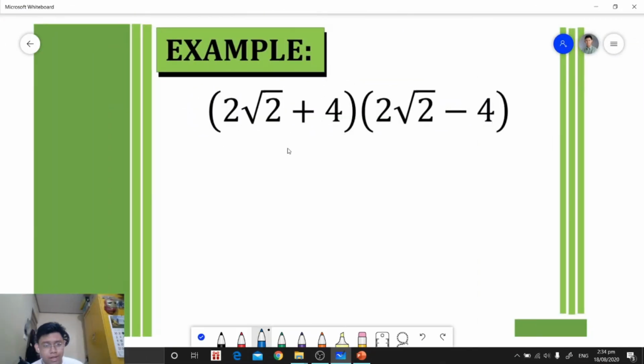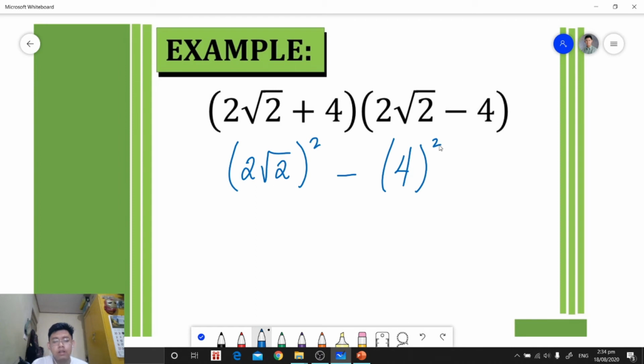Another example. For example, we're going to multiply these two conjugates. So we're going to follow the following steps. So first is to copy the first term and then square it, minus copy the last term and then square it. And then after that, we will now simplify each term. So when we square this, okay, we will apply the power of a product rule. So we're also going to distribute 2 to our coefficient and to our radicand.